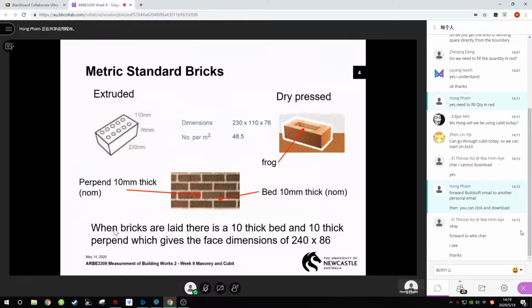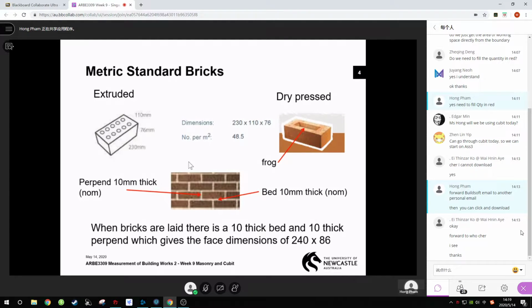Okay, so when bricks are laid, there is a 10 mm thick bed and 10 mm thick perpend. So basically the vertical mortar joint, this part, we call a perpend. And the bottom horizontal mortar joint, we call a bed. Alright.